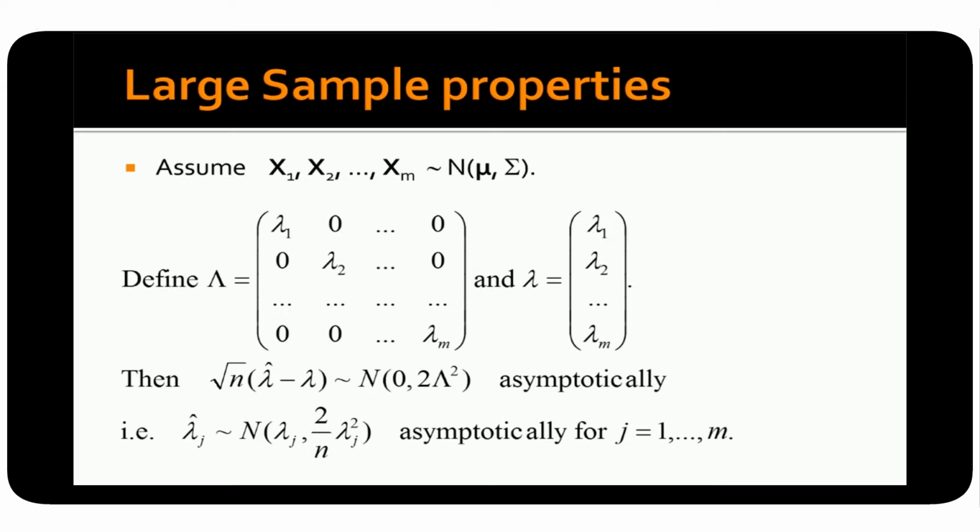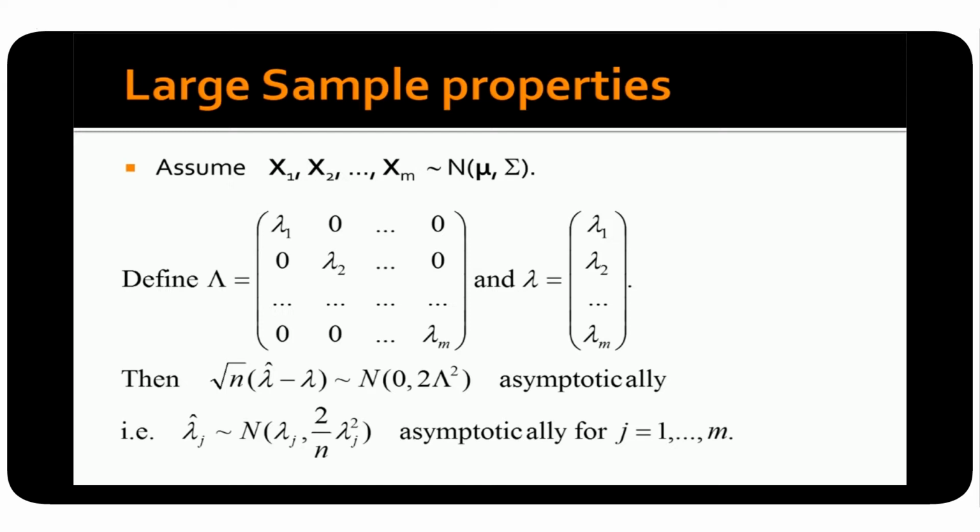Okay. Now, we can show that root n times lambda hat minus lambda is asymptotically normal with mean 0 and variance twice capital lambda square. So, what does this mean? It means that if we have a very large sample, then the sample eigenvalues tend to the normal distribution, with the population eigenvalues as the mean, and the variance turns out to be 2 by n lambda square, which is capital lambda square.